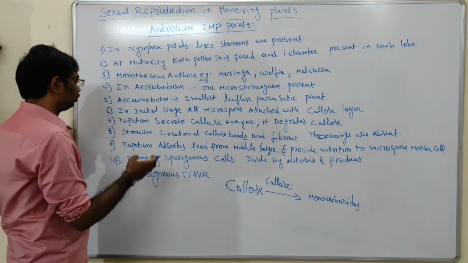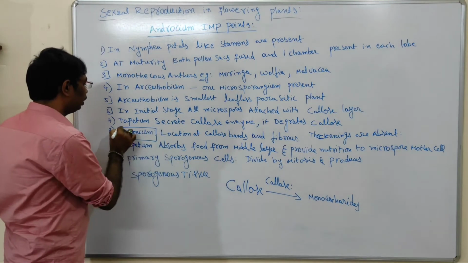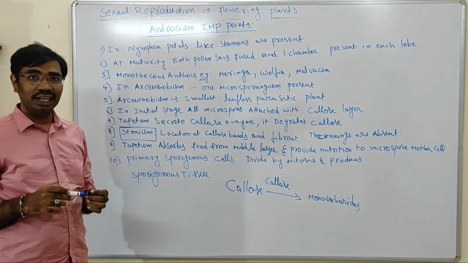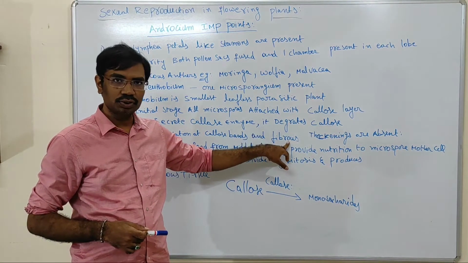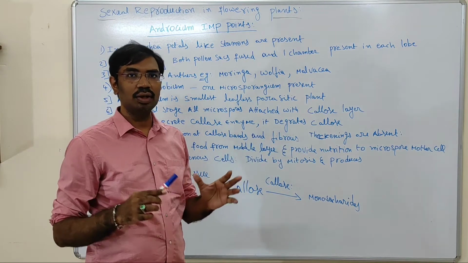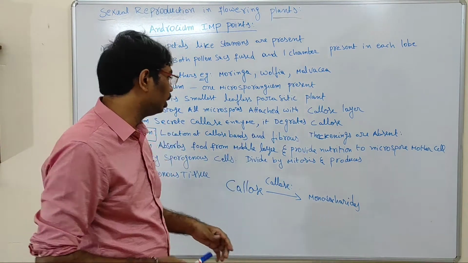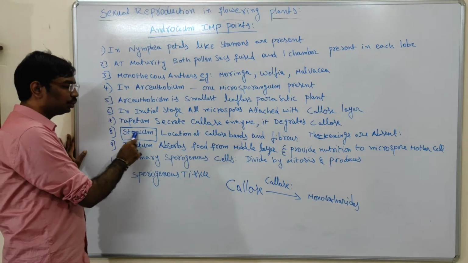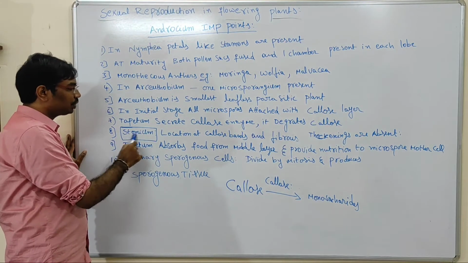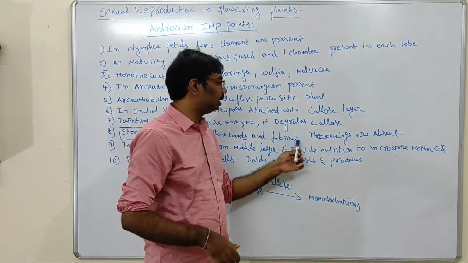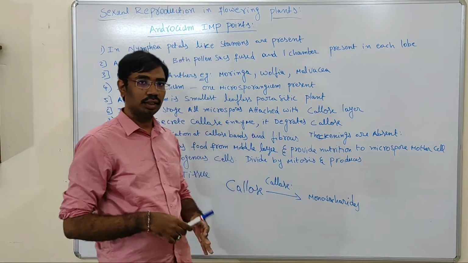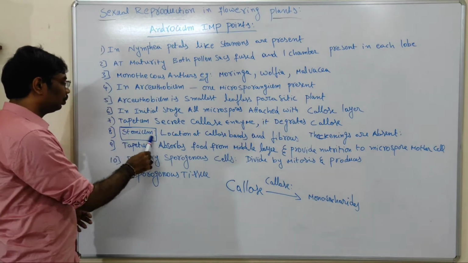Stomium: in the anther, the area where callose bands are absent and fibrous thickenings are also absent. Fibrous thickenings and callose bands are absent in which area? That particular area is called the stomium.